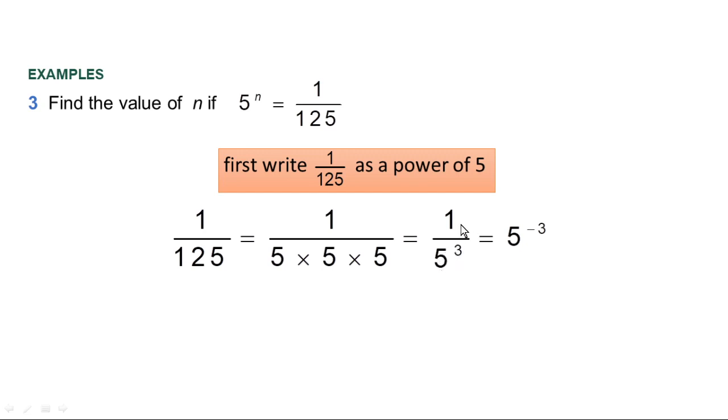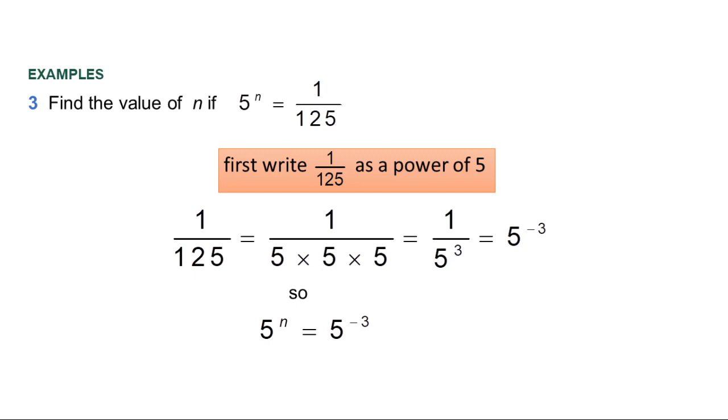But remember, 5 to the power of 3 is in the denominator. I will raise it up. I can make the index negative, applying rule number 4. So again, 5 to the power of 3 is in the denominator. I have to bring it up so that it will be in the numerator. When I bring it up, I'll make the index negative, applying rule number 4. So it will become 5 to the power of n is equivalent to 5 to the power of negative 3.